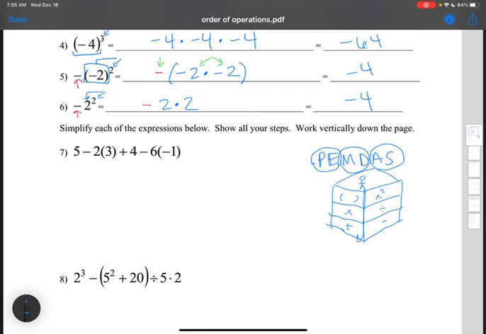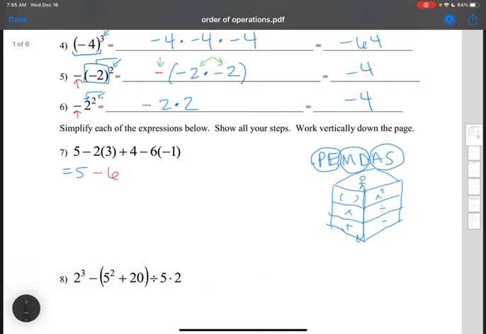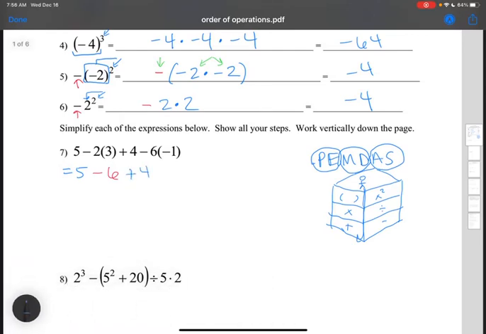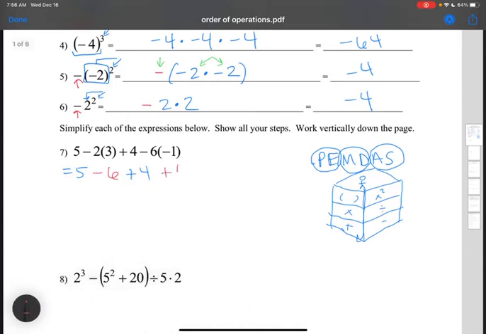Okay, so in number 7, we don't have any parentheses or exponents. We do have multiplication, we don't have division. So order of importance, we would hit that multiplication first. So let's take care of that first. So I would have a 5. Now that -2 times 3, do you see that? -2 times 3. Think of that as a -2 times 3 is a -6. Now we're just going left to right here. So plus 4, plus 4. And then we have more multiplication here. Think of that as -6 times -1, which would end up being a +6.